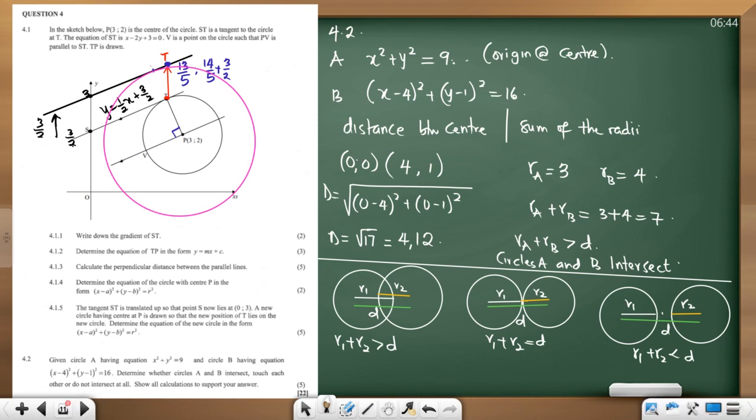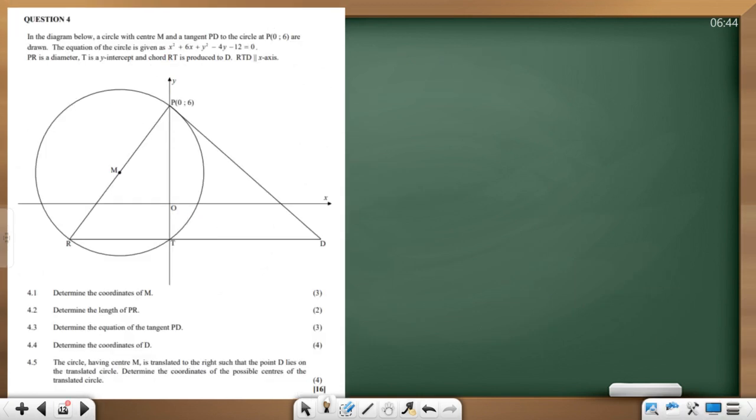That was just a very fast summary there. Okay, we have another one here. In the diagram below, a circle with center M has a tangent PD to the circle at P, and 0 and 6 are drawn. Okay, we see that. The equation of the circle is x squared plus 6x plus y squared minus 4y minus 12 equals 0.